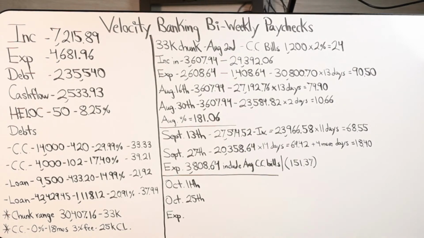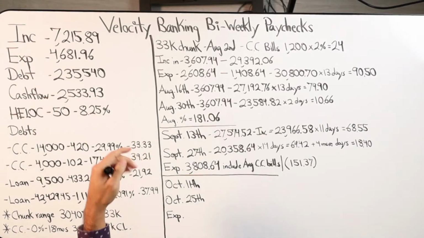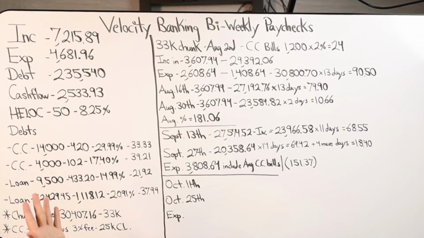Let's begin with the 4 major numbers. Got a case study over here, husband and wife. We're just looking at husband's income. Wife is not even included in the income.